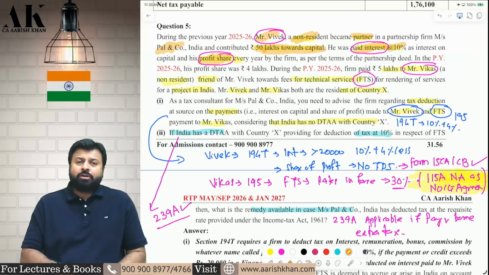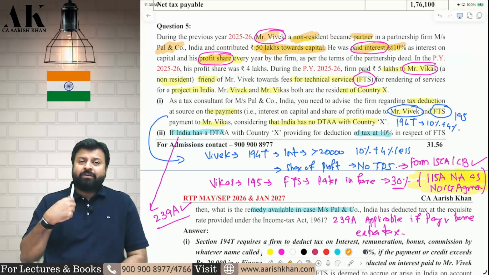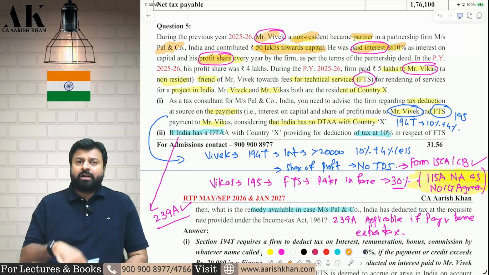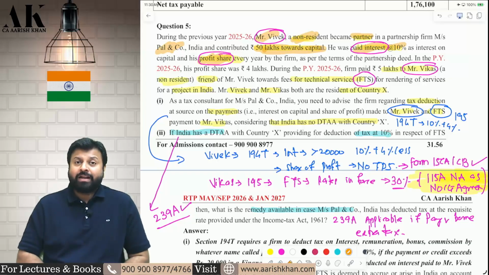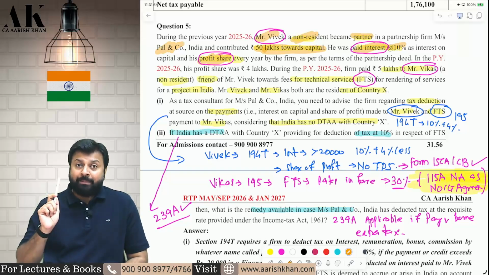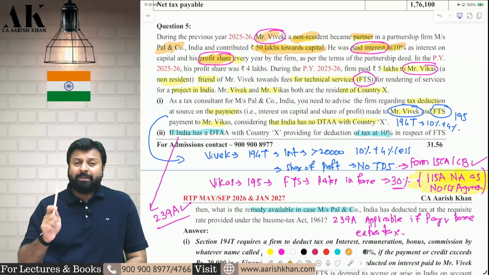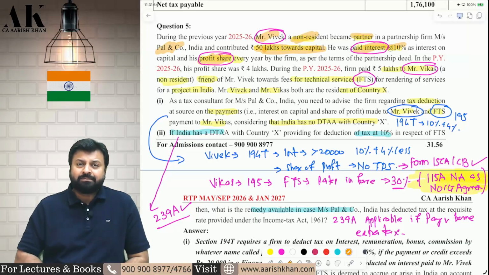So I am a firm, you are a non-resident partner. I am giving you interest, I am giving you share of profit. I need to comment whether I should deduct TDS or not. So on interest, I should deduct TDS under section 194T, new section introduced from 1st April 2025. Why? If a firm pays interest, remuneration, commission, bonus, salary to the partner, then the firm should deduct TDS at the rate of 10% if the amount of payment exceeds 20,000 rupees in a financial year. When? At the time of credit to partner account or at the time of payment, whichever is earlier. Threshold is 20,000. So I should deduct TDS at the rate of 10%.